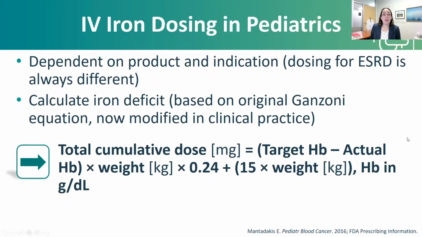And essentially what you're doing is trying to figure out how much iron you need to get that hemoglobin back to normal, plus iron to fill up the storage sites, and then that's your cumulative dose. So here you have the target hemoglobin minus the actual hemoglobin by the weight, and then 15 times the weight. This is your estimate for how much iron you need for your storage sites. And that will give you your cumulative dose.